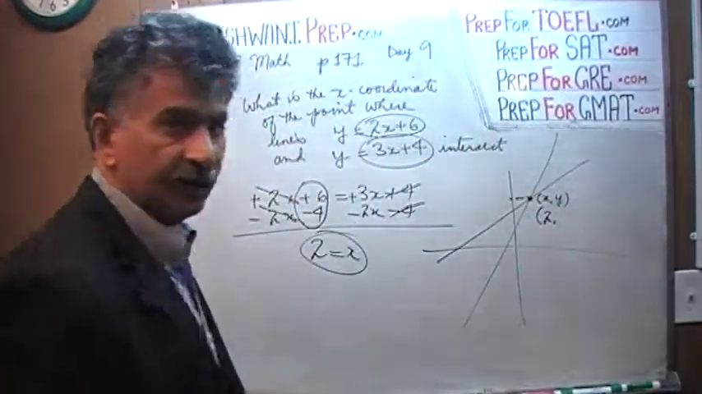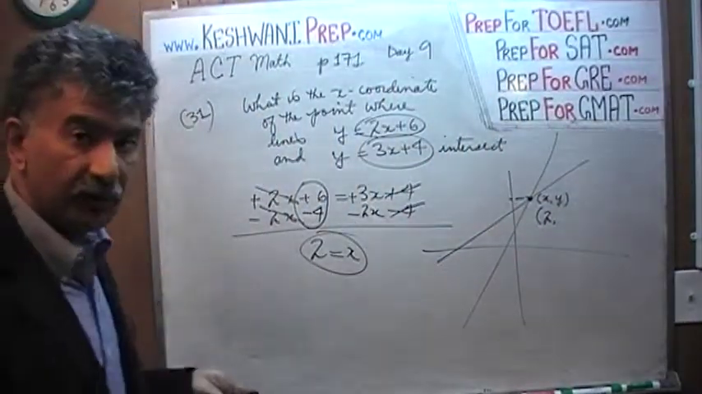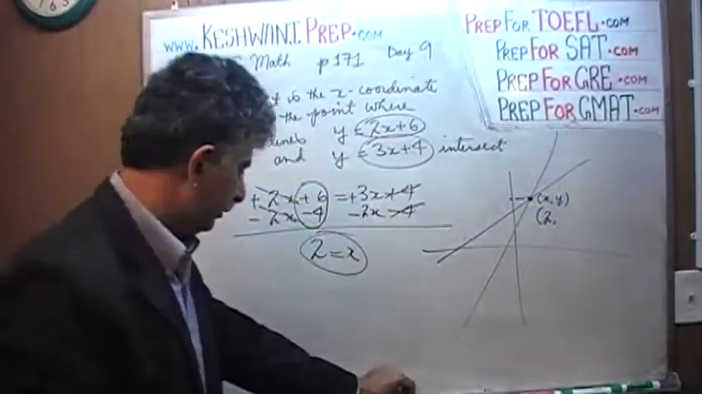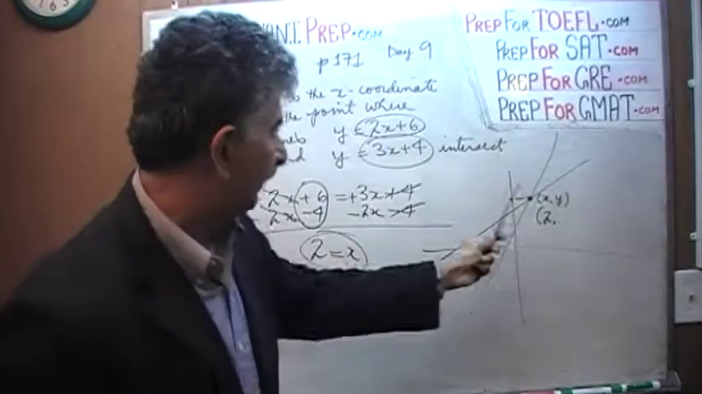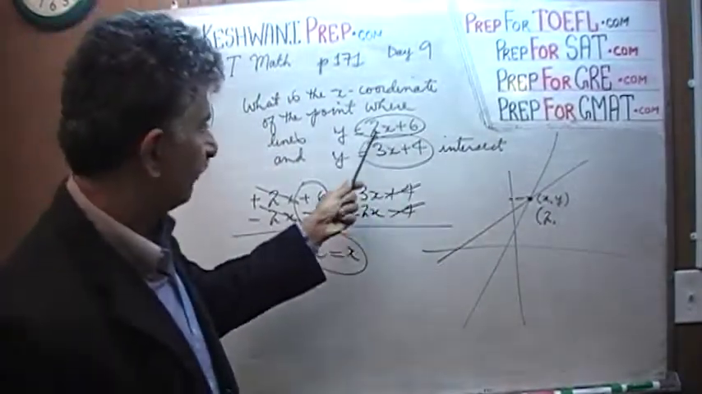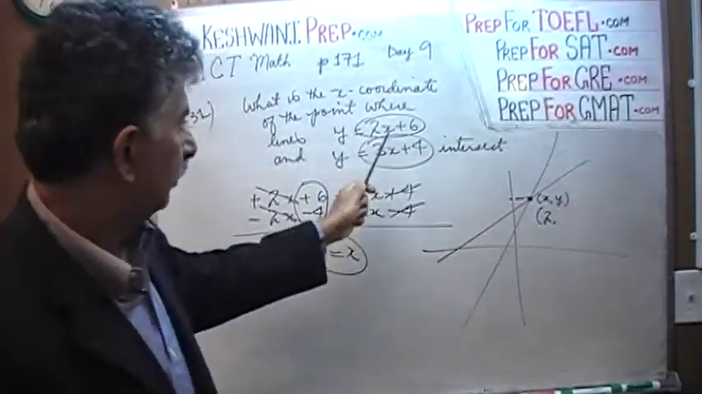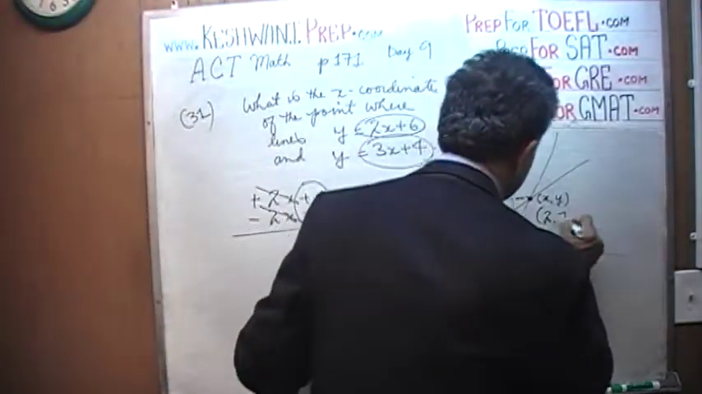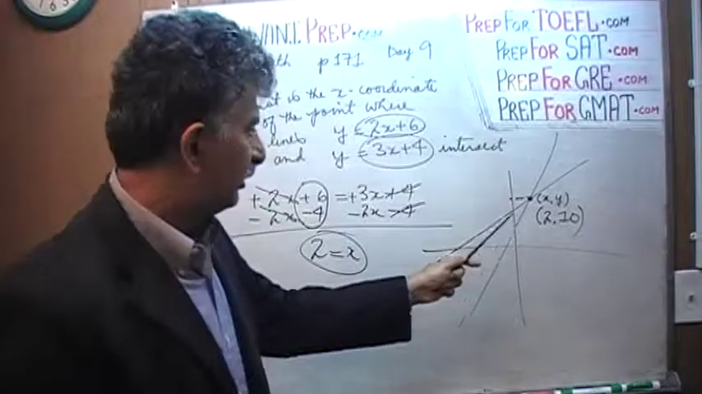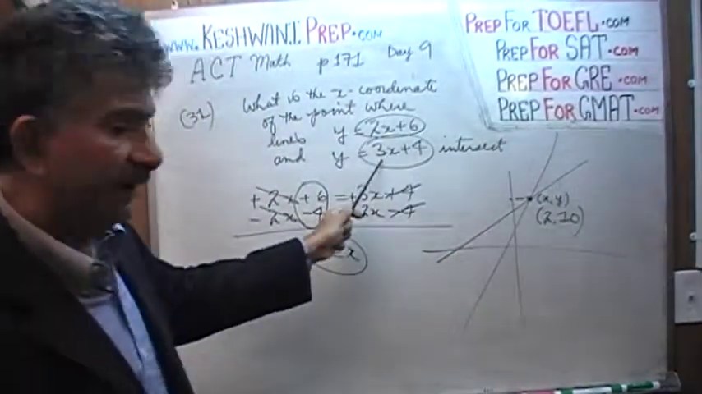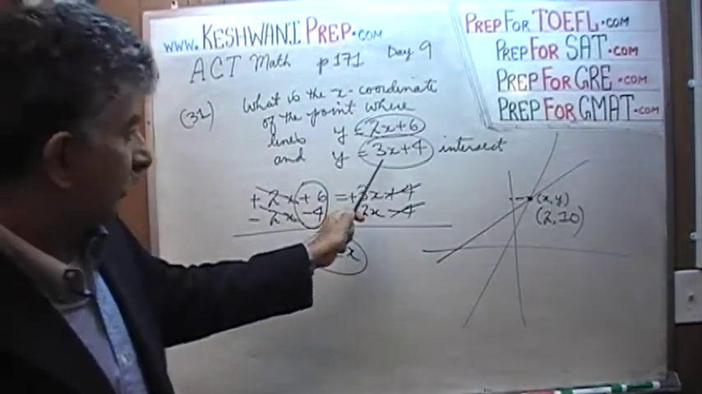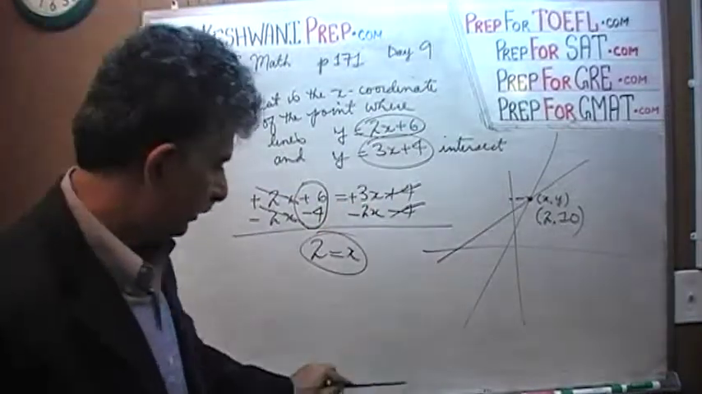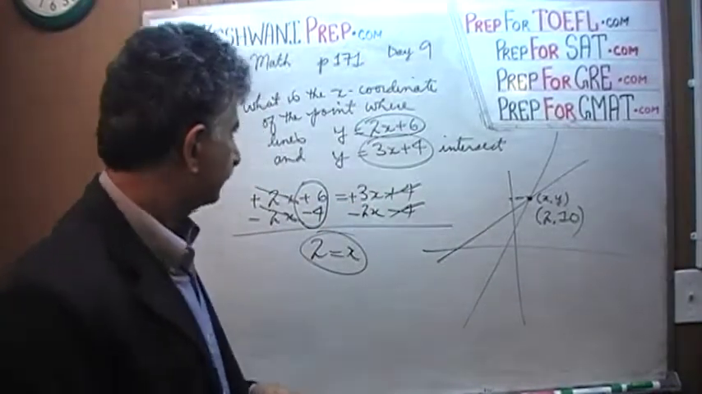Finding the y coordinate is not that difficult. We can do it in 2 seconds, even though they are not asking for it. We can substitute this value of x in either equation. If you put it in the first one, x is equal to 2, 2 times 2 is 4, 4 plus 6 is 10. Had we substituted the value of x in the second one, we would have gotten the same answer: 3 times 2 is 6, and 6 plus 4 is 10. You see? There is your point of intersection. That's all.